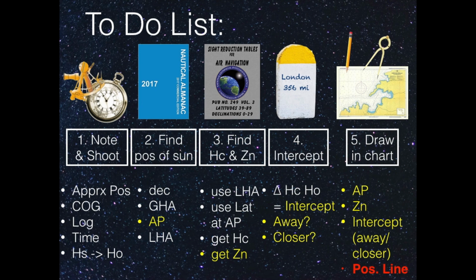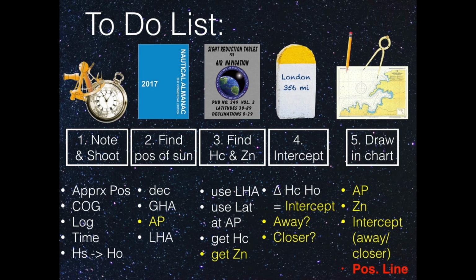And where you end with your pencil, you take a 90 degrees and draw the position line. The position line is red because that is exactly what you want to find. So the whole exercise is to get the position line.